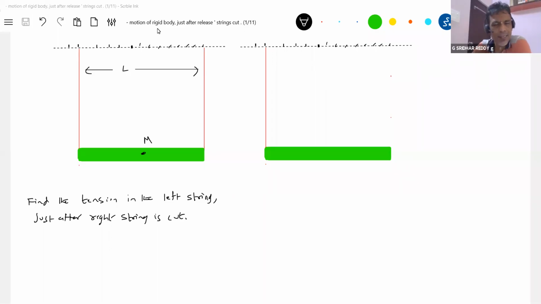So today's class, we're going to discuss the applications of torque equals I alpha. When a rigid body is suspended and suddenly one of the strings is cut, how will the motion of that object occur? Then again, if a rigid body is kept in a certain position and I release it, how is that motion going to take place?